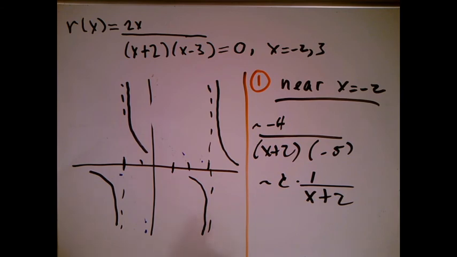Now in the next video, what we're going to do is try to connect this behavior up with the zeros and the possible horizontal asymptotes way to the right.